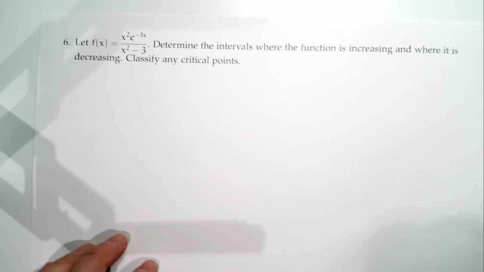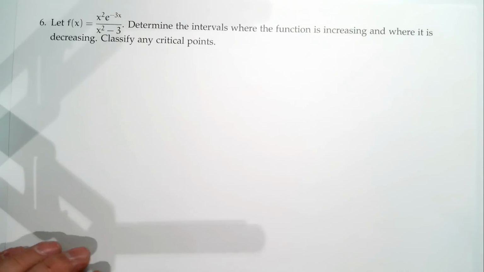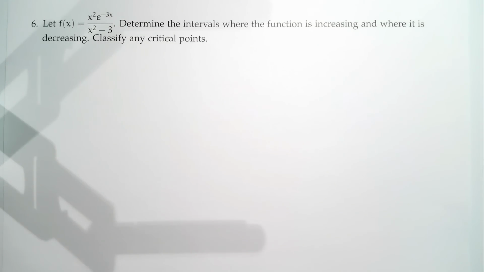Number 6. So let's let f of x equal x squared e to the negative 3x divided by x squared minus 3. And we want to determine the intervals where the function is increasing and where it is decreasing, and classify any critical points. So, a couple of key things here.